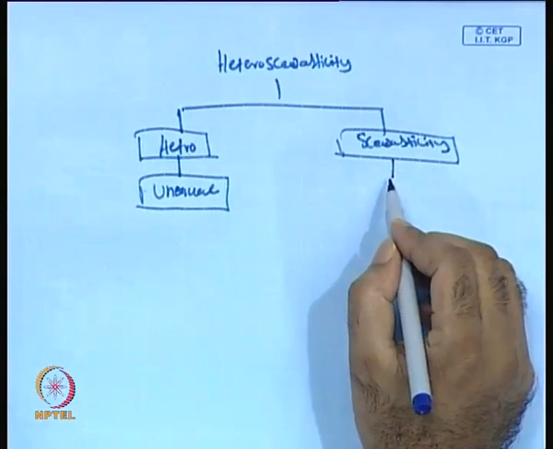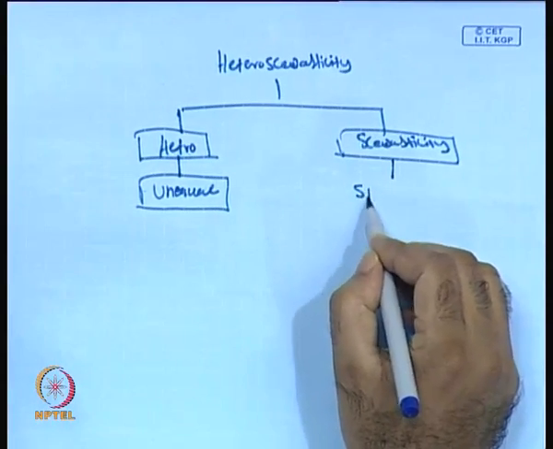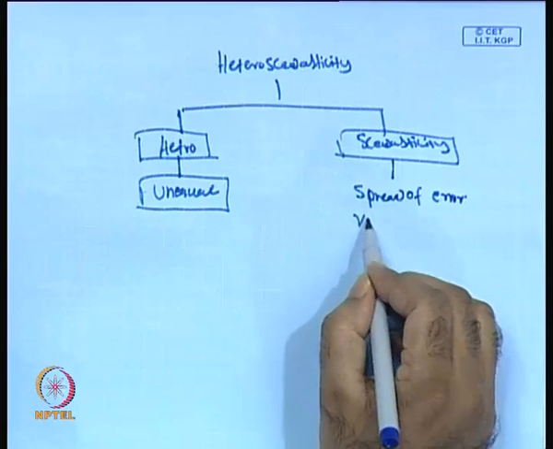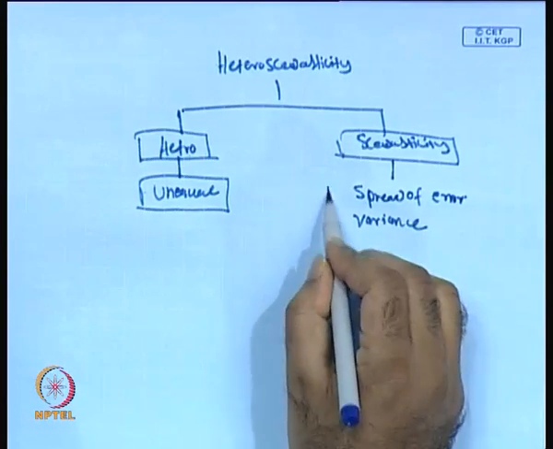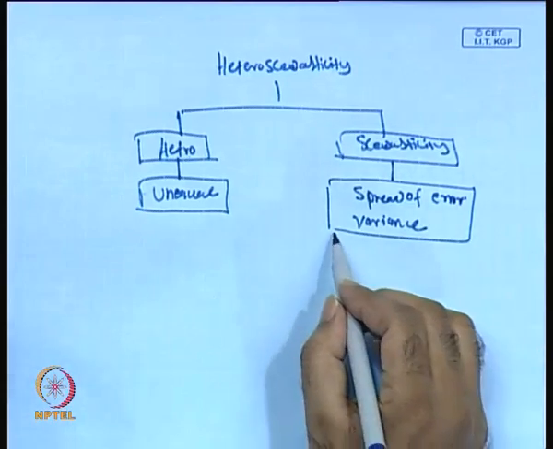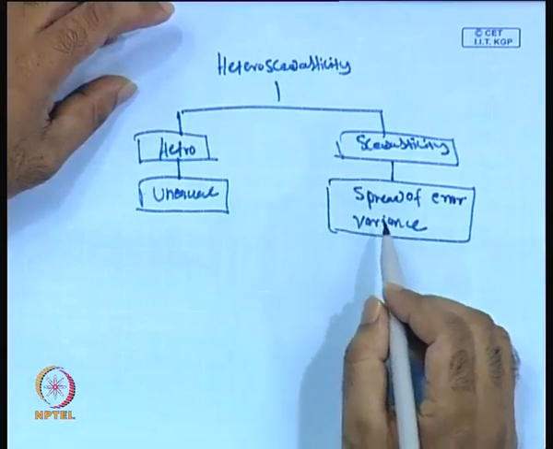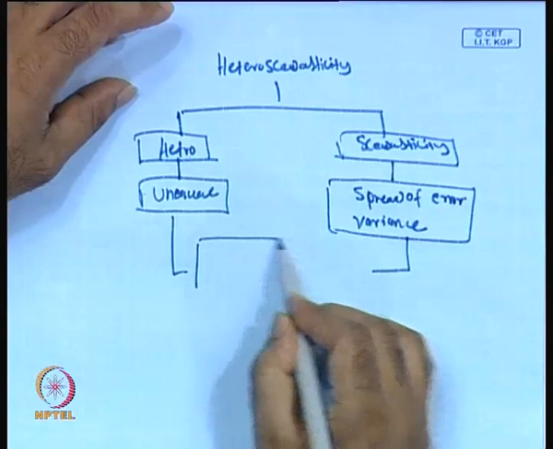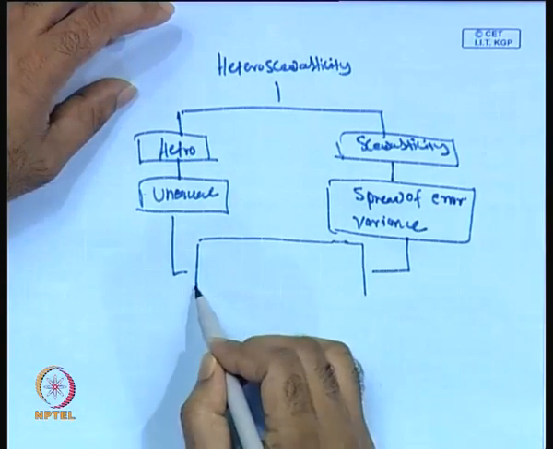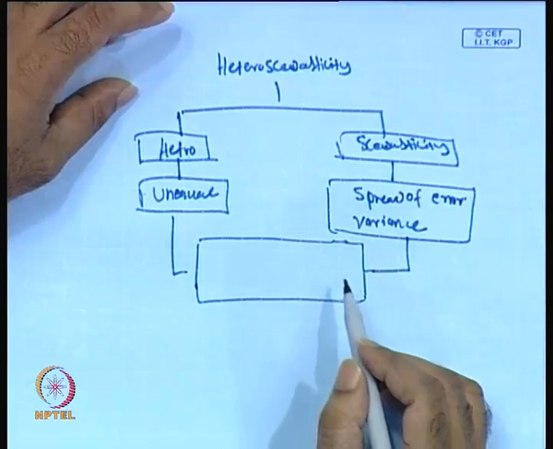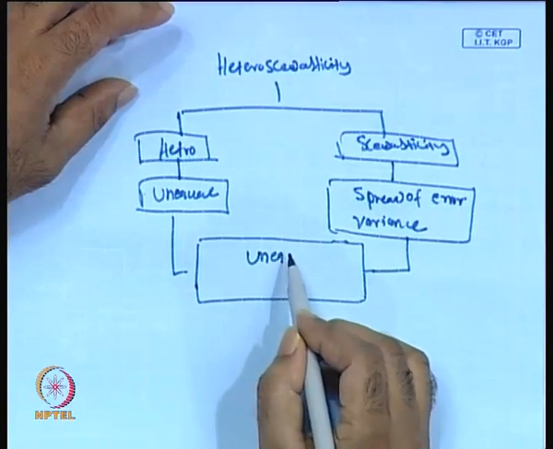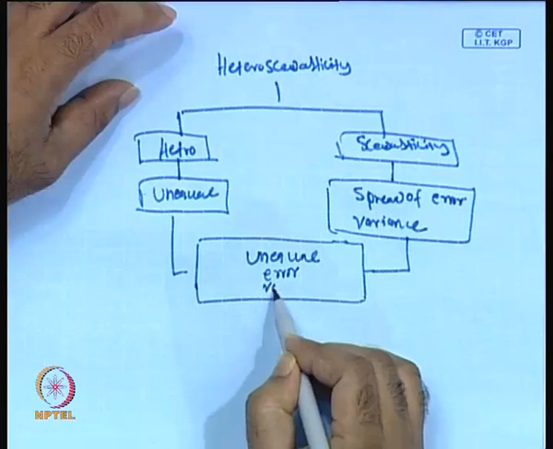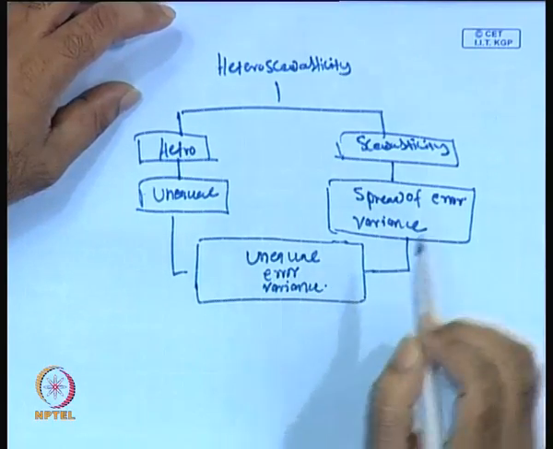Scedasticity means the spread of error variance. So heteroscedasticity has two aspects: hetero, unequal, and scedasticity, the spread of error variance. If you integrate these two, then obviously it will give you the signal of unequal error variance.